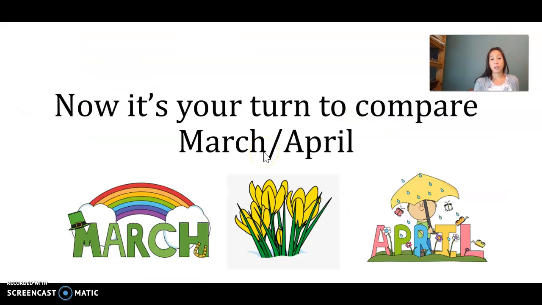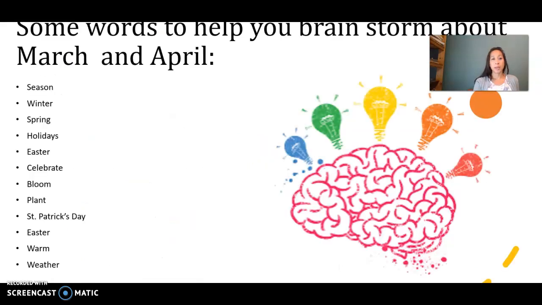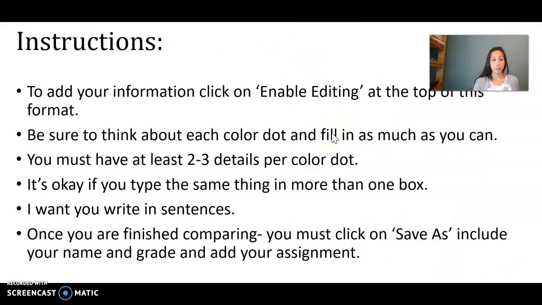So now it's your turn to do March and April. And here are some vocabulary words that you can incorporate while you're brainstorming. Your instructions are to add your information. Click Enable Editing at the top of this format. Be sure to think about each color dot and fill it in as much as you can.